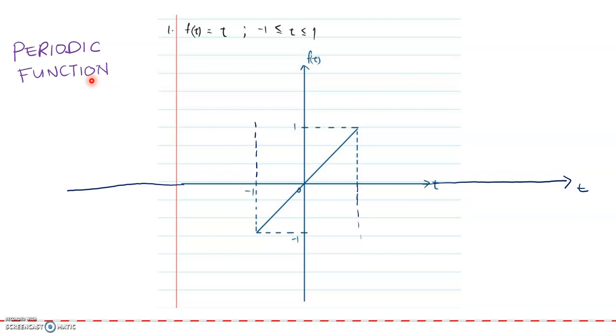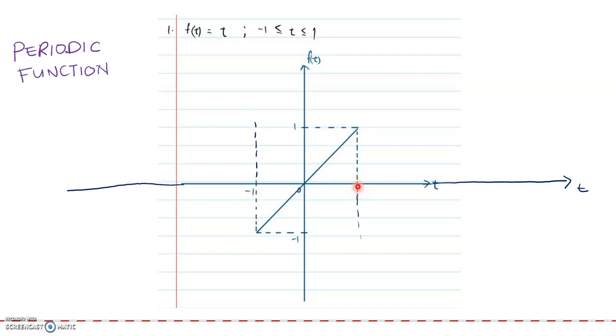So I'm going to discuss one example here. We have a function f(t) equals t, where t is between -1 and 1. It's actually the first question in the sketching questions that you have done on Monday. So we're going to have the plot of f(t) equals t, between the interval -1 to 1.